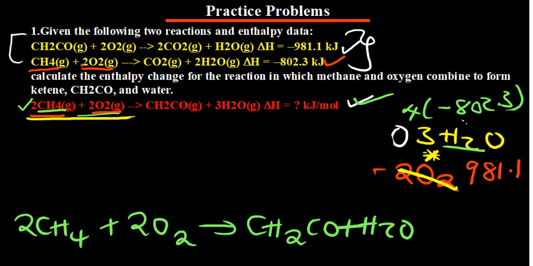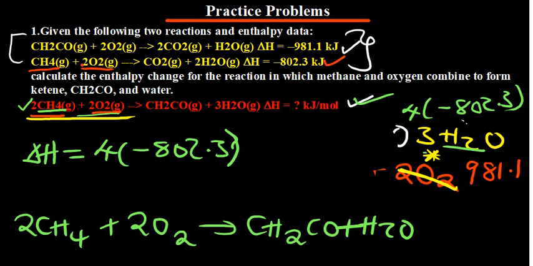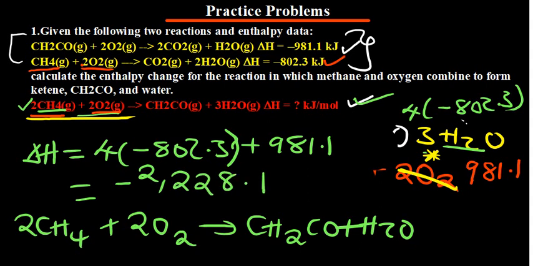So how do we deal with the enthalpy? The enthalpy is going to be calculated by just adding what we have there. So what do we have? We have 4 being multiplied by negative 802.3 plus 981.1. If you get your calculator, 4 multiplied by negative 802.3 plus 981.1. I'm getting negative 2,228.1 kilojoules per mole. So that's our enthalpy in this case.